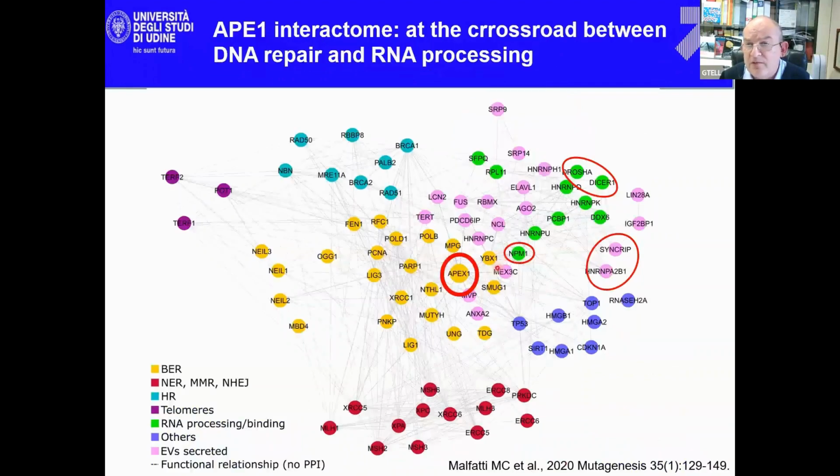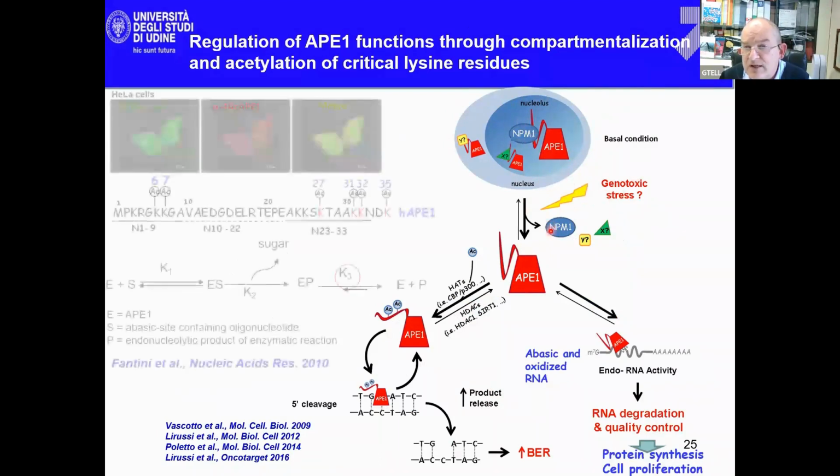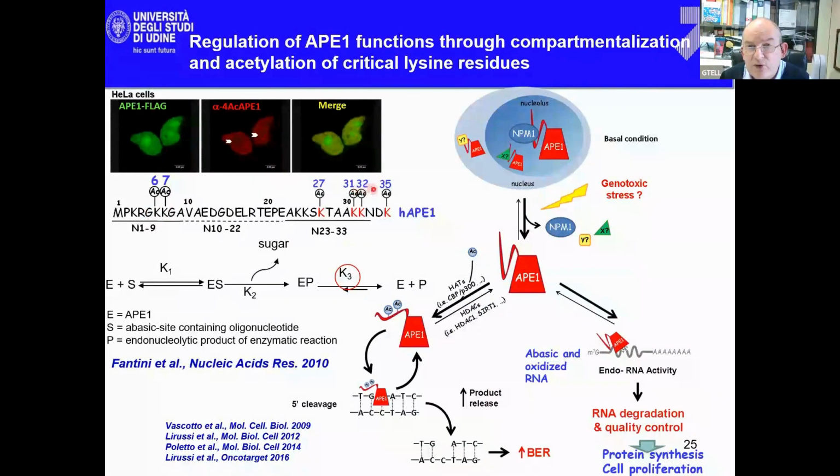One of these RNA processing proteins is nucleophosmin, a nucleolar resident protein responsible for the maturation of ribosomal RNA in the nucleolus. What we found is depicted in this model: in normal conditions, APE1 is present in the nucleus and accumulated in nucleoli, associated with nucleophosmin. After genotoxic stress, which gives rise to acetylation of lysine residues in the N-terminal domain, the protein is relocalized from the nucleolus to the nucleoplasm, modulating its endonuclease activity.